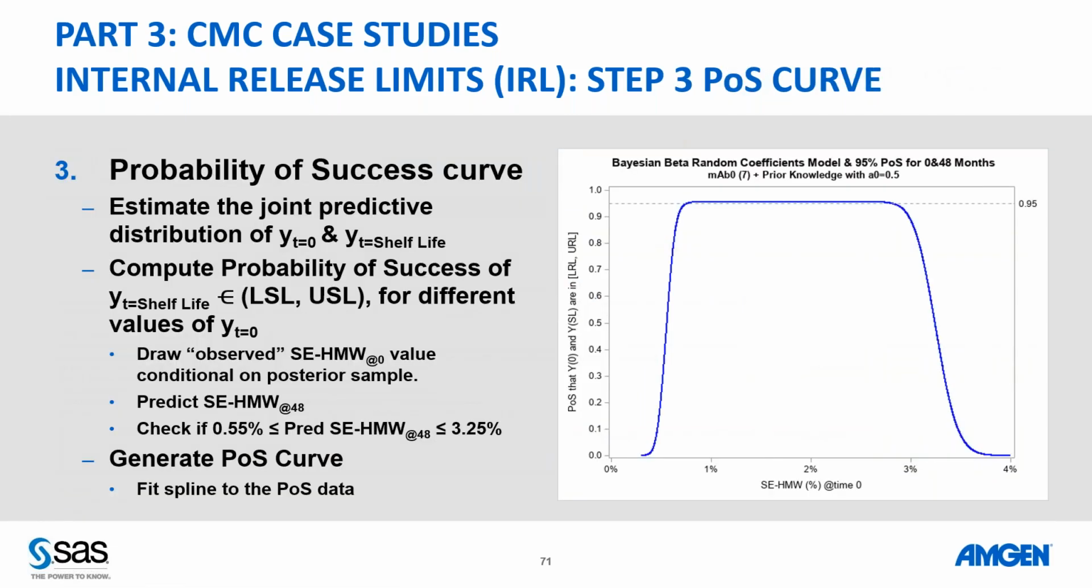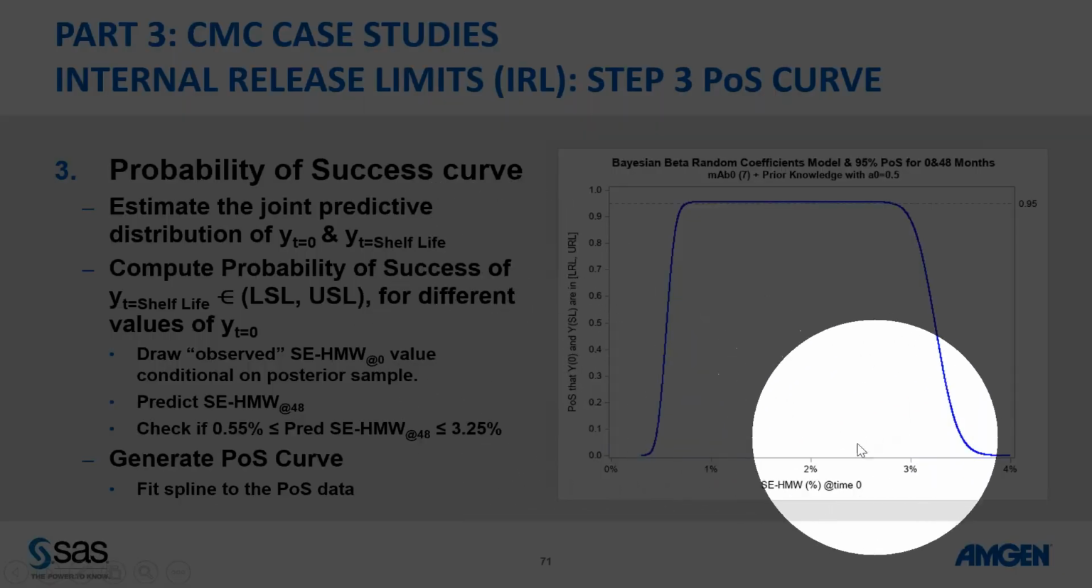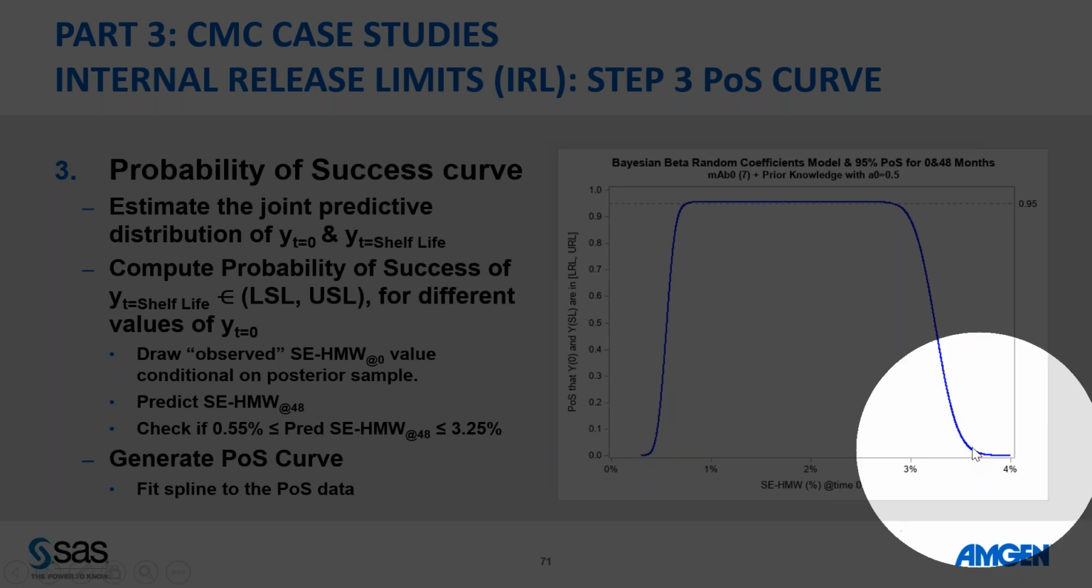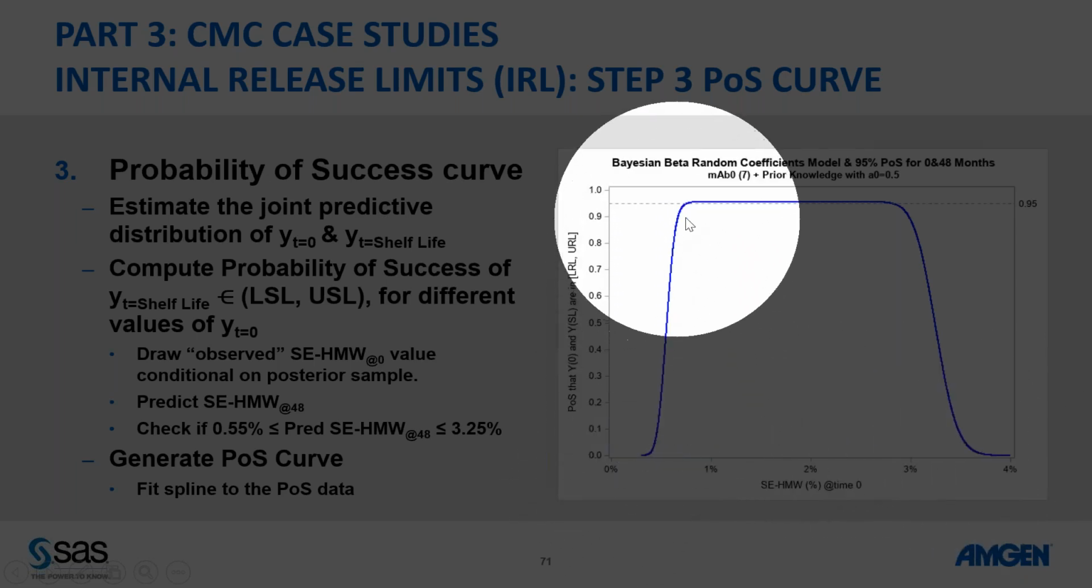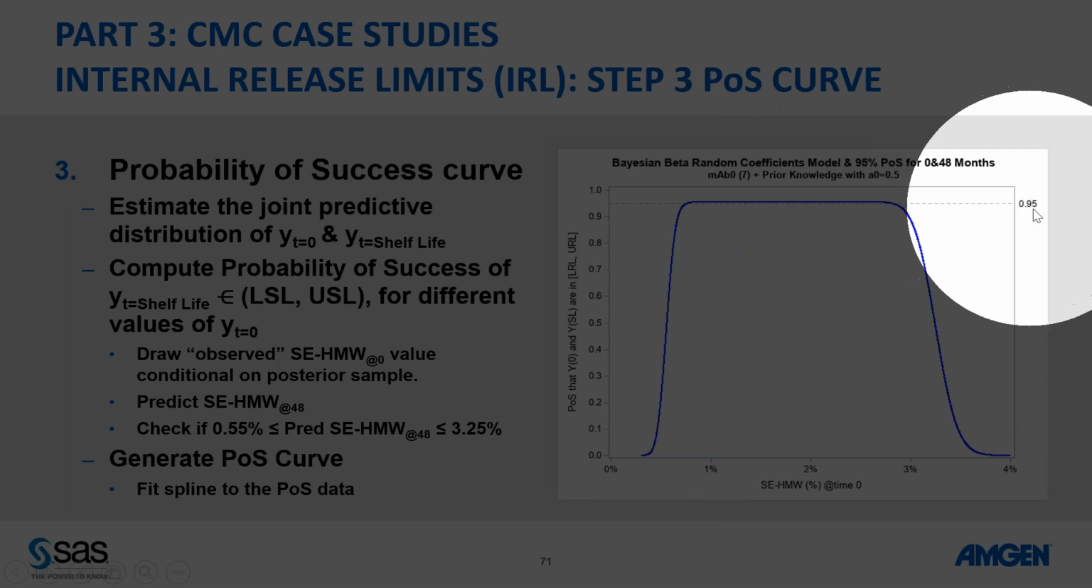And then you get a plot like that. That is your probability of success curve. And here you have your data. This is the actual error, goes from 0 to 4%, and it goes up. And then you'll have the line at 0.95.